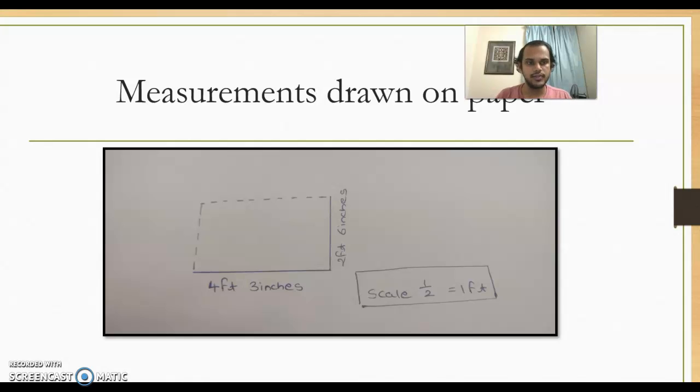These are the actual measurements that I've used to depict the drawing of a stove. So we have the 4 feet 3 inches below, 2 feet 6 inches represented vertically, and I mentioned the scale once again. So this was a conversion of a real life measurement of an object to a scale which can be used to draw on a sheet of paper.